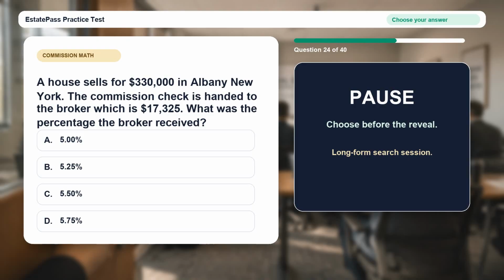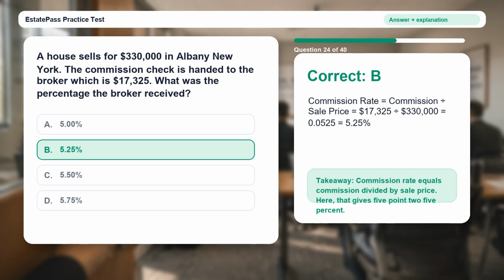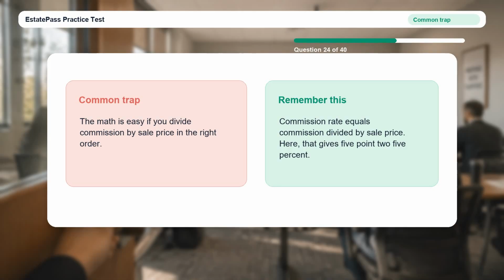Question 24. A house sells for $330,000 in Albany, New York. The commission check handed to the broker is $17,325. The correct answer is B. 5.25%. Explanation. Commission rate equals commission divided by sale price, which equals 17,325 divided by $330,000, equals 0.0525. Common trap. The math is easy if you divide commission by sale price in the right order.